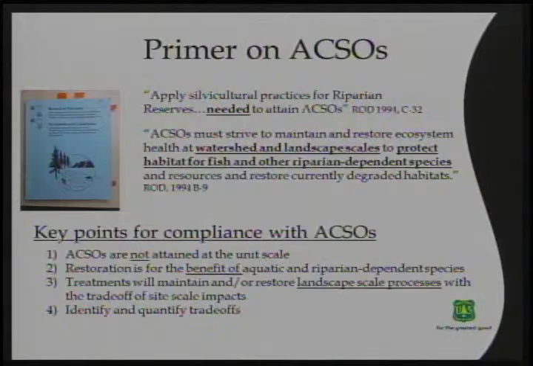So just some key points, kind of the flip side of this watershed and landscape scales is that ACSOs are not attained at the unit scale. Restoration is for the benefit of aquatic and riparian dependent species. Treatments will maintain and or restore landscape scale processes. And then I added this last part with the trade-off of site-specific scale impacts. And that we should also be striving to identify and quantify these trade-offs.